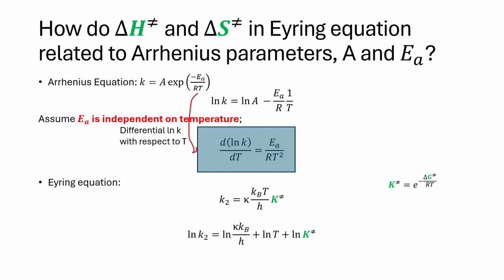Now, how can ΔH of the activated complex and ΔS of the activated complex in the Eyring equation be related to the Arrhenius parameters, the pre-exponential factor A and the activation energy? We know that in the Arrhenius equation, the rate constant equals A exp(−EA/RT), which in logarithm form can be written as ln k equals ln A minus EA over RT.